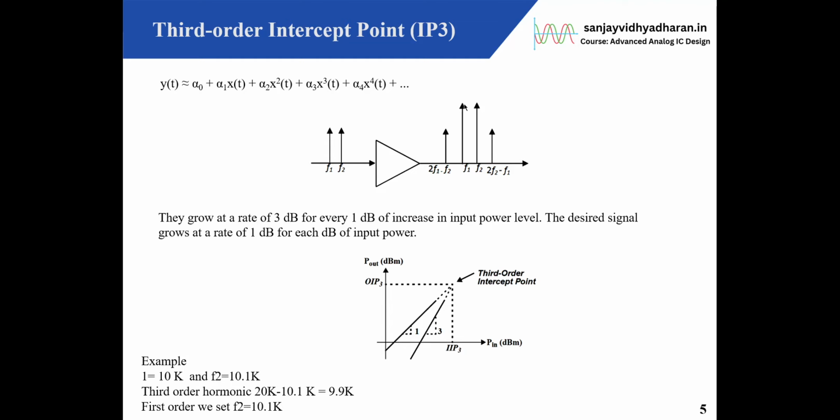Okay, if we measure the relative strength of these signals and these signals, then it will give me a measure of the linearity of the circuit. Okay, if this is much stronger than this, that means this system is more linear. Okay, so how do I do that? See these two signals, the growth rate is going to be 3 dB for 1 dB increase in input power level, whereas this grows 1 dB per input level.